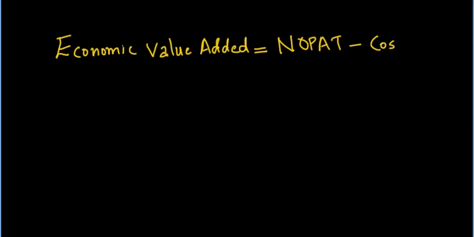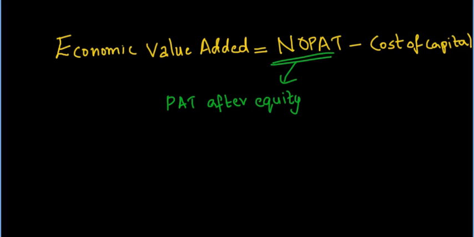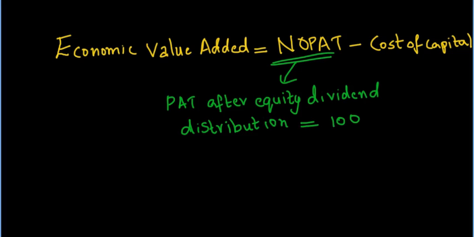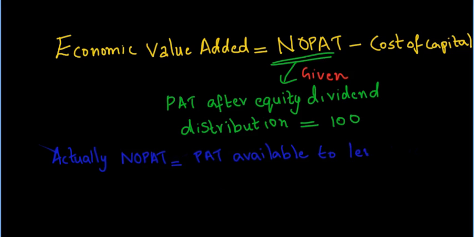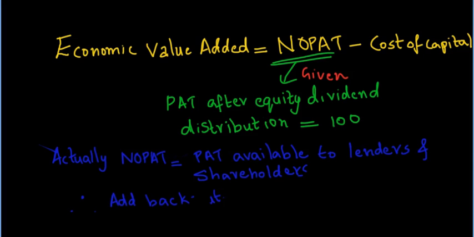We know that economic value added is equal to net operating profit after tax, that is NOPAT, minus cost of capital. Now, how to find NOPAT? We are given that profit after tax subsequent to appropriation of equity dividend is rupees 100. We know that NOPAT is the operating profit of the company available to lenders and shareholders. This means that NOPAT contains the after-tax profit obtained from operations of the business, which will now be given to lenders as interest and shareholders as dividend.